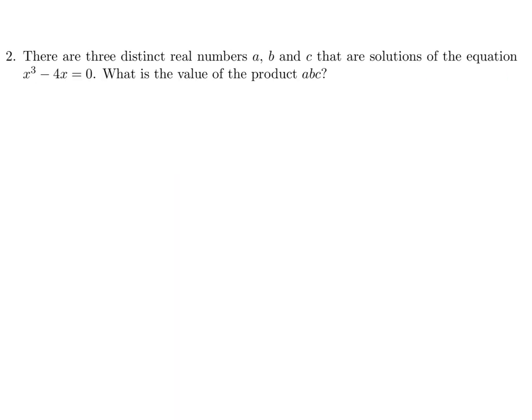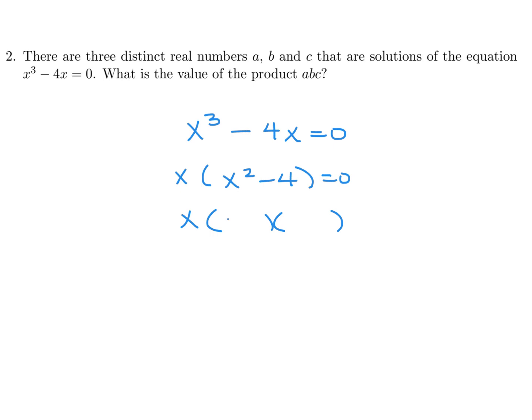There are three distinct real numbers, A, B, C, that are solutions of the equation x to the power of 3 minus 4x is 0. What is the value of the product ABC? X to the power of 3 minus 4x is equal to 0. Factor out the x, and we get x squared minus 4 is 0. And then x squared minus 4 factors into x minus 2, x plus 2. And therefore, x is either 0, 2, or negative 2.